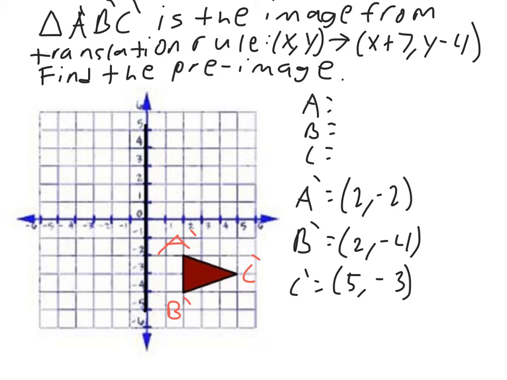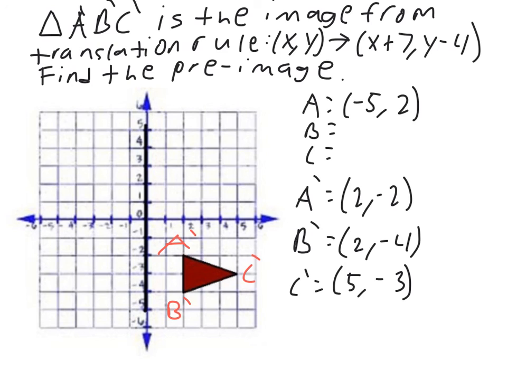So if we look here, A prime, its x-coordinate was 2. So if we do the opposite and subtract 7, we'll find out what 7 was added to get 2. So 2 minus 7 will give us negative 5. And then we see here that A prime was negative 2 for the y-coordinate, and we had a y minus 4, so that means we do the opposite and add 4. So that'll give us 2. And we do the same thing. We're just doing the opposite of what happened.